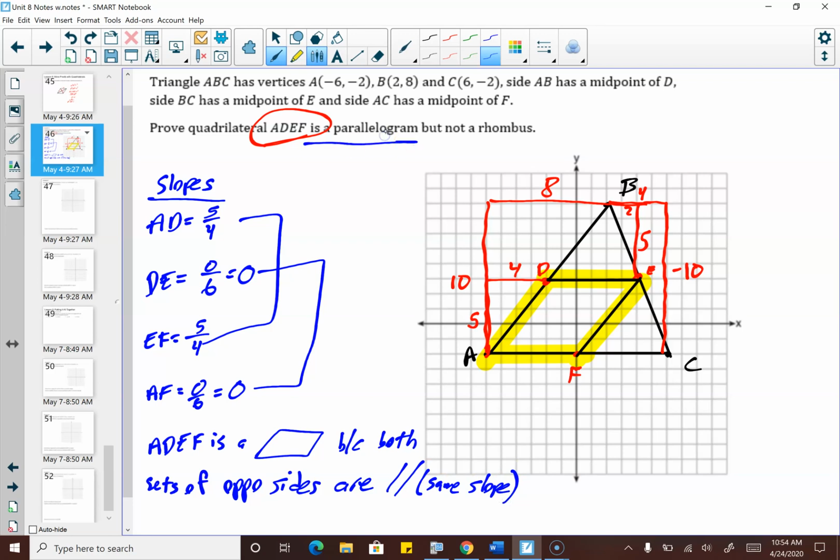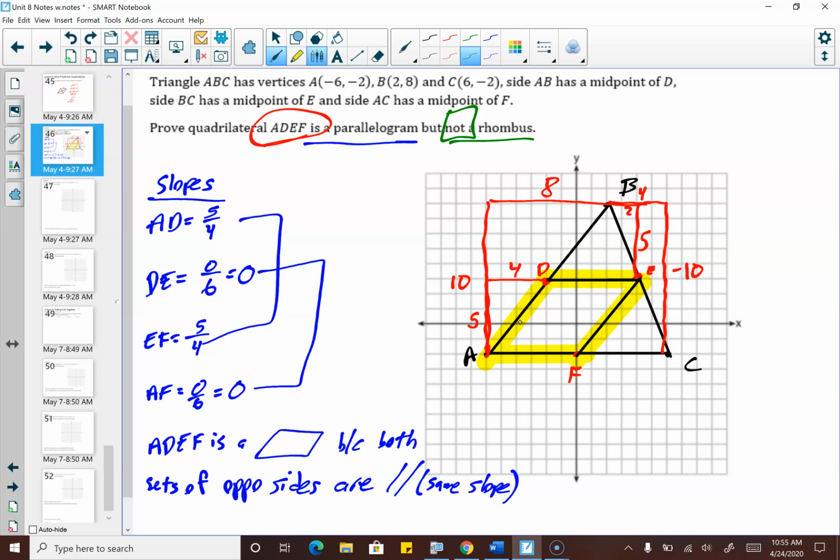All right, so now we have taken care of that parallelogram piece, but the next part is we want to prove that it is not a rhombus. Now, in order to prove that it's not a rhombus, we have to prove that one of the specific rhombus properties is not true. The one that people remember the most is a rhombus has four congruent sides. So what they do is they pick two sides that are next to each other, they find the distance, and then they show that they're not the same.